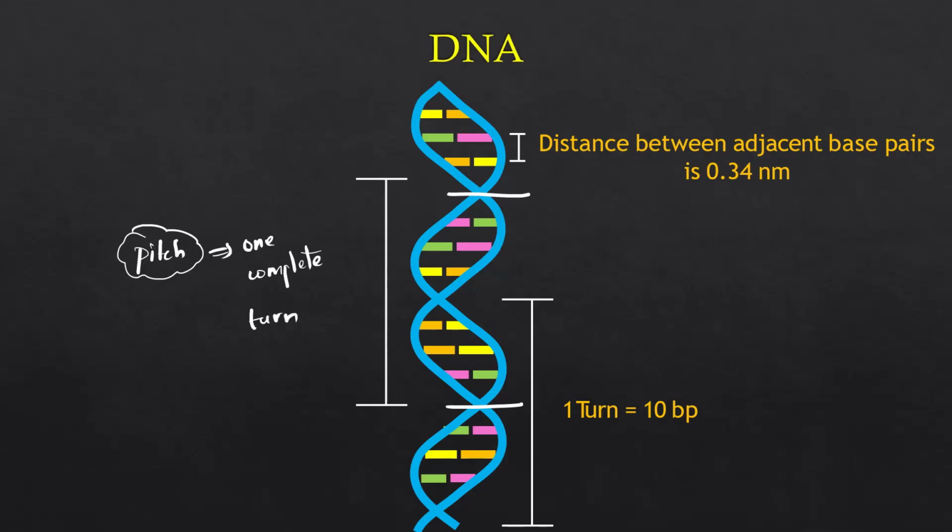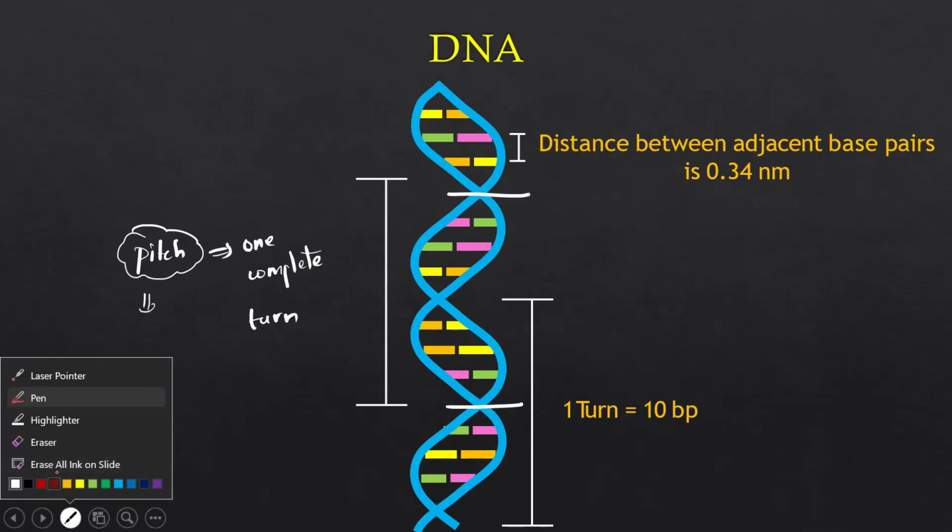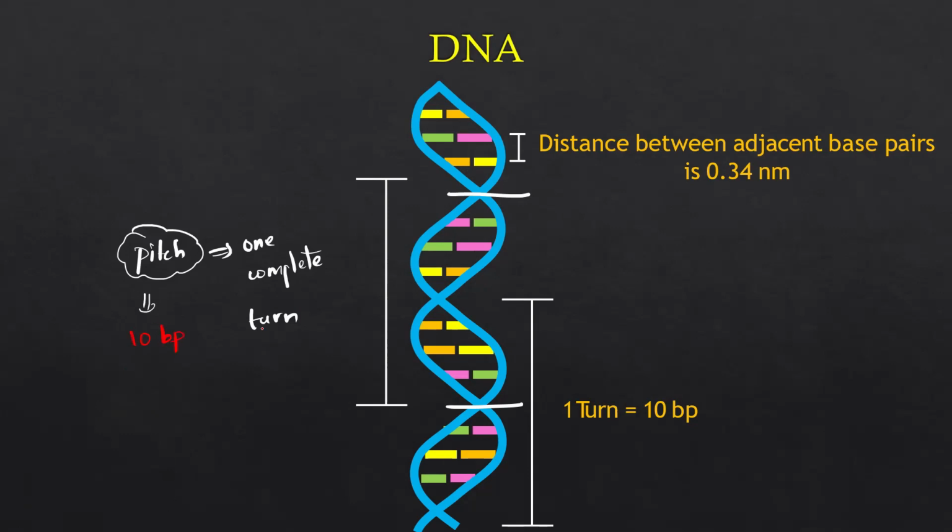Okay, so this one complete turn will contain 10 base pairs. Remember this: the pitch of the DNA contains 10 base pairs. And what is the distance between two base pairs? Mridula? 0.34 nanometers. Yeah, that means 10 into 0.34 nanometers, you can say 3.4 nanometers is the pitch of the DNA. That means from here to here, the distance is, sorry, 3.4 nanometers.